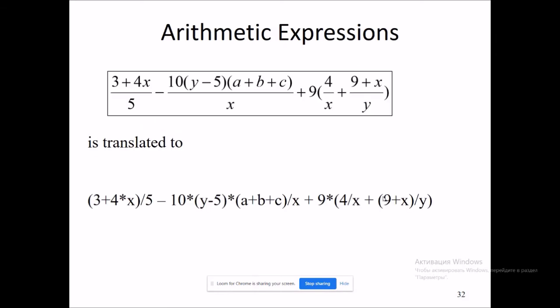If you are trying to use some kind of arithmetic expression, for example, in this way, we are translating it into a one-line arithmetic expression. Instead of the fraction line, we are using this division sign. Instead of the multiplication that is between 4 and x, we are using this multiplying sign.